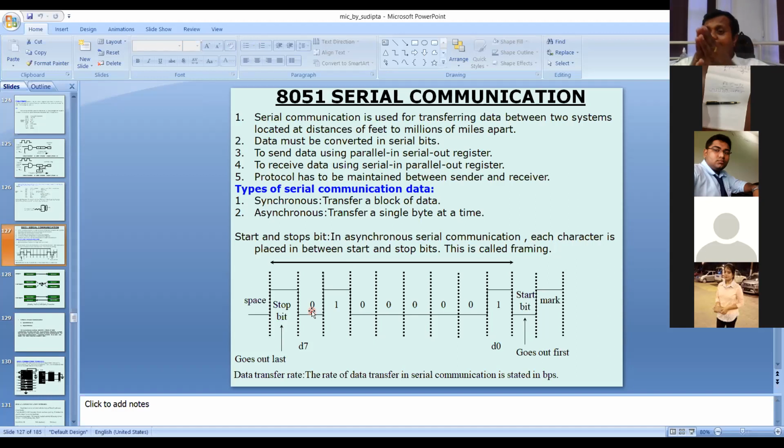Parallel communication means 7, 8 lines we are connecting between 2 devices.